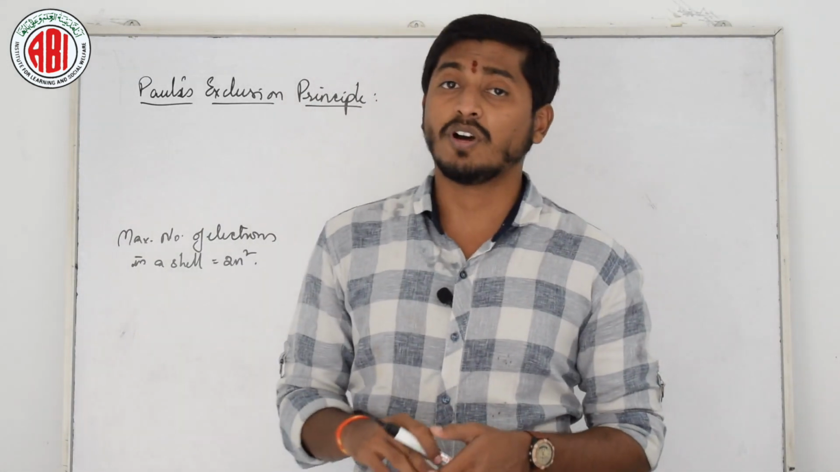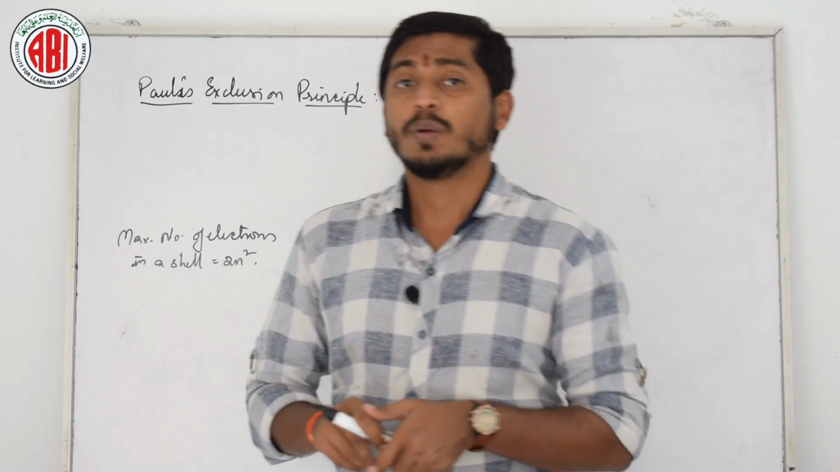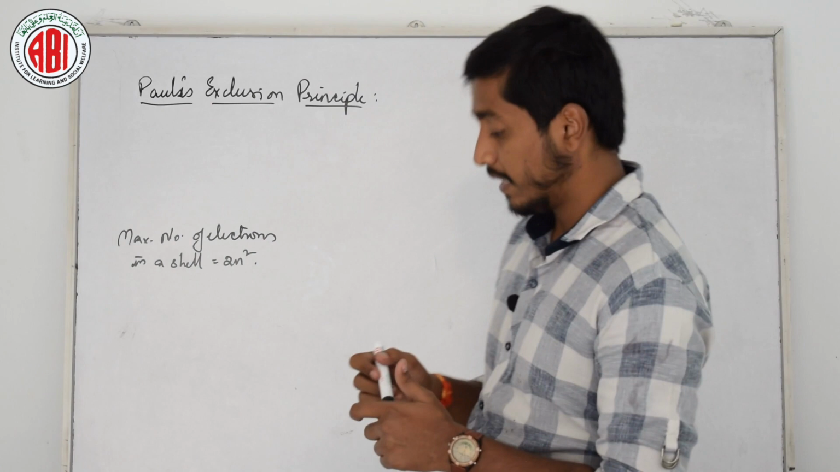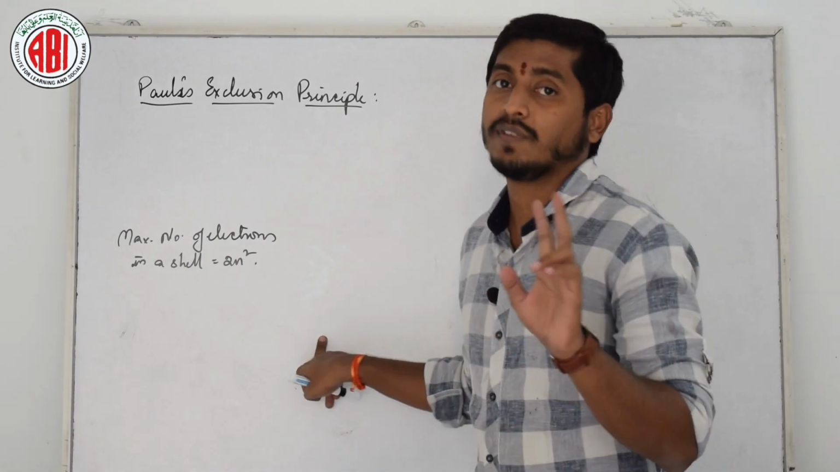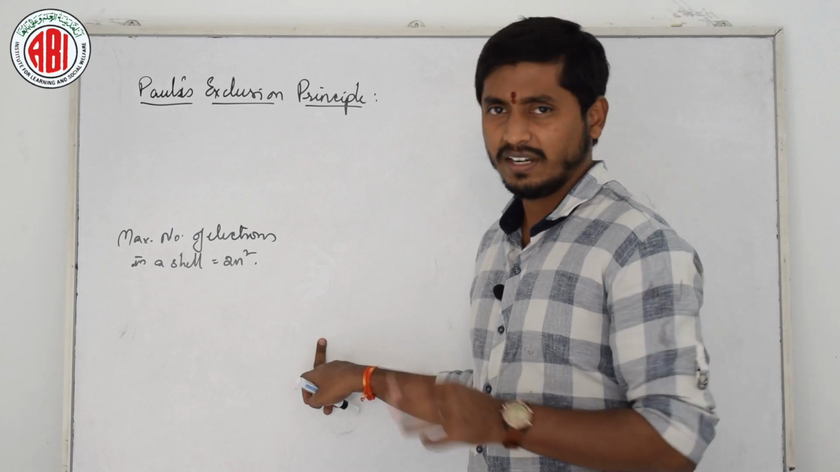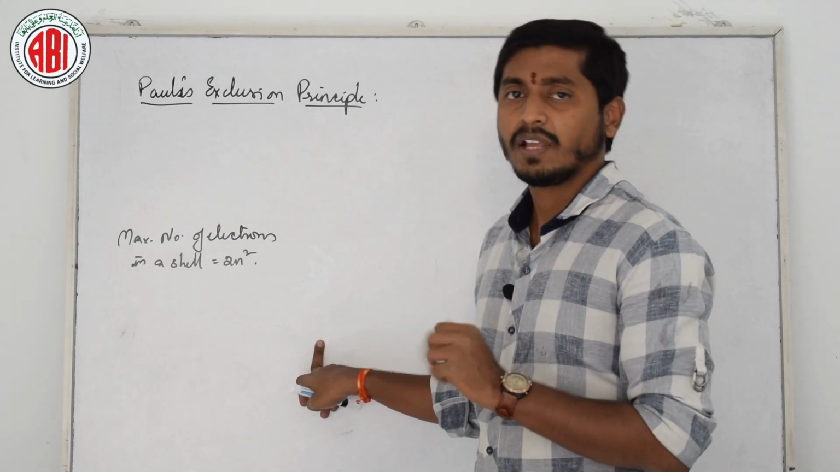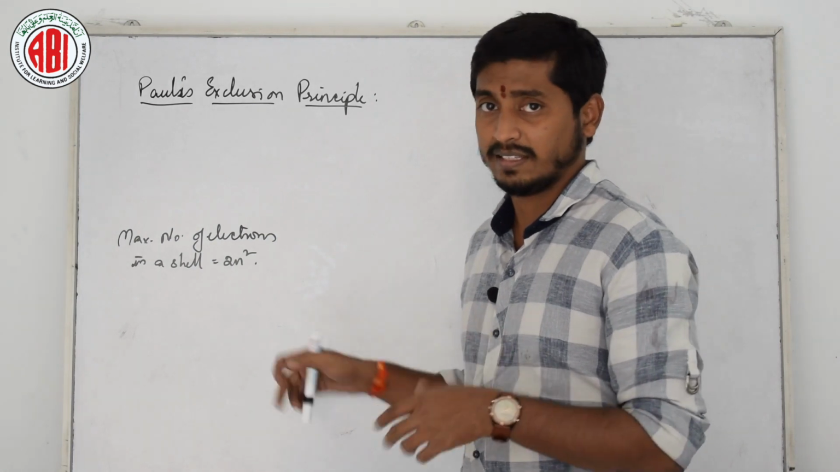The next is Pauli's exclusion principle. Who is this Pauli? The Pauli exclusion principle defines that no 2 electrons will have all the same quantum numbers. Did you understand? No 2 electrons will have all the same quantum numbers. Why, how, and everything, let's see.